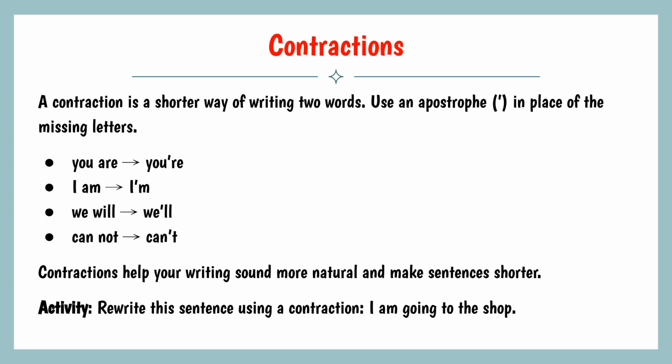The apostrophe shows us where letters have been removed. It helps the reader understand that two words have been joined together. Contractions are common in everyday writing and speech. They are often used in conversations and informal writing.